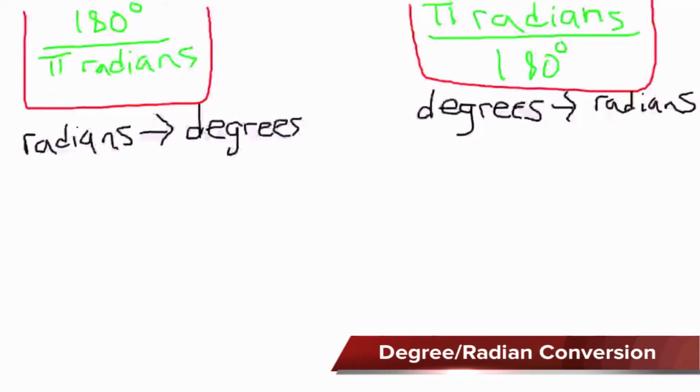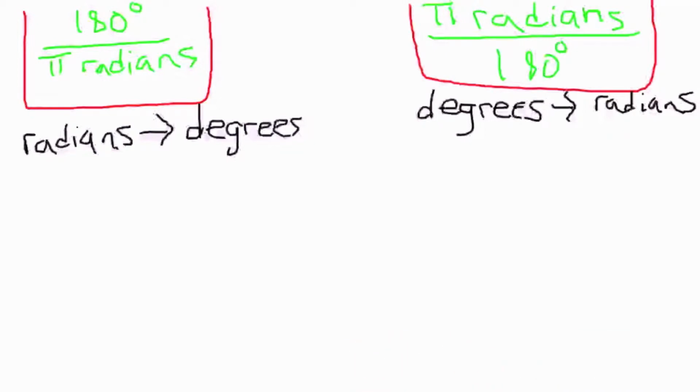Today I'm going to show you how to convert from degrees to radians and radians to degrees. This is a question that I get asked a lot by trig students, and it sounds complicated, but it's actually very simple to convert from degrees to radians or from radians to degrees.